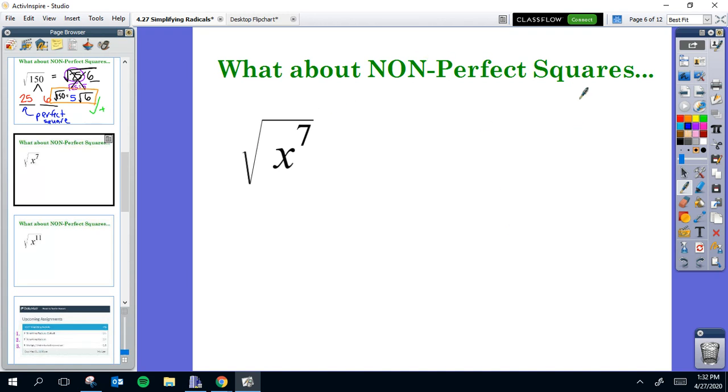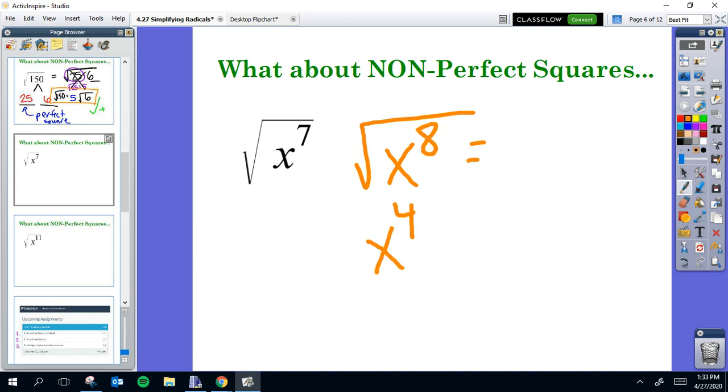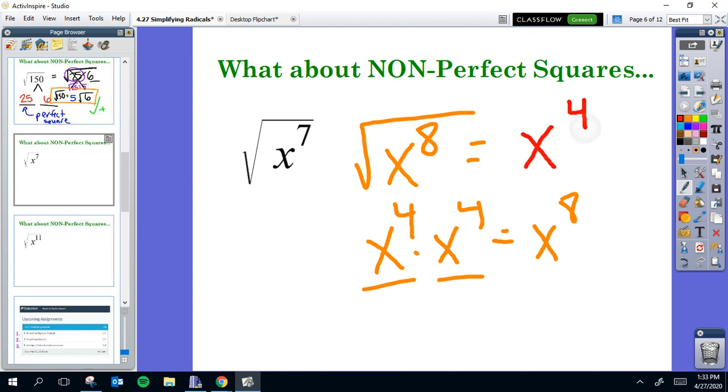This is also not a perfect square, and I know that because this exponent is odd. So let's say, for example, it's the square root of x to the 8th. I know that x to the 4th times x to the 4th equals x to the 8th, a number times itself. So the square root of x to the 8th is just x to the 4th. I can't do that with this number because it is odd.